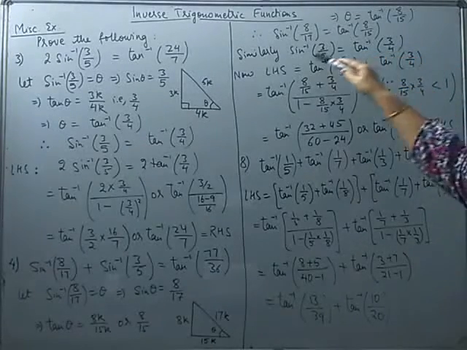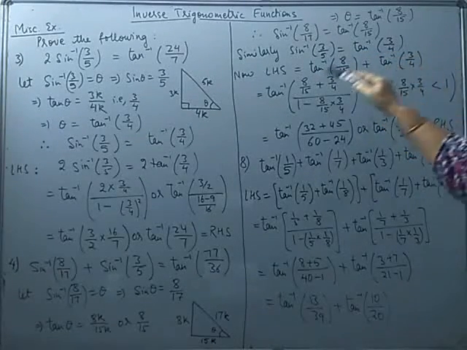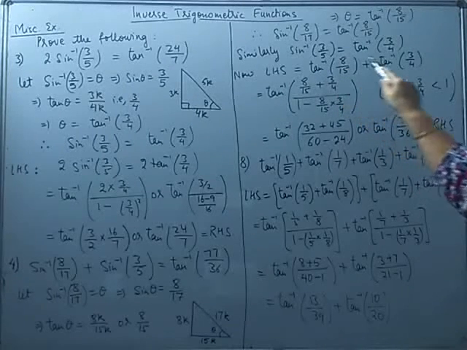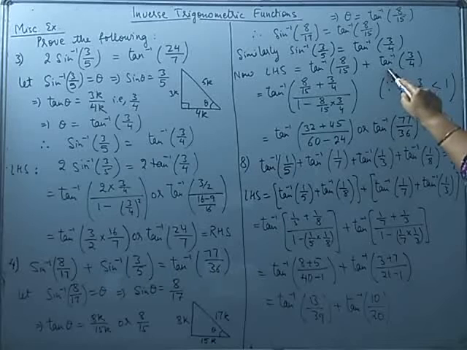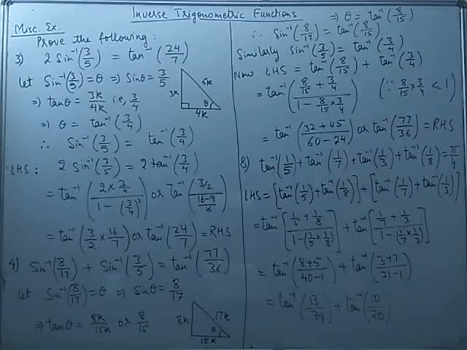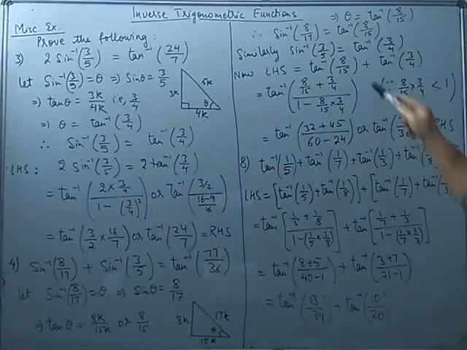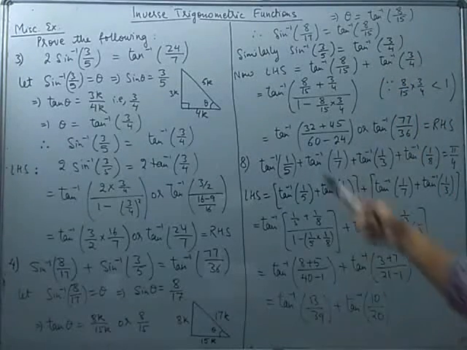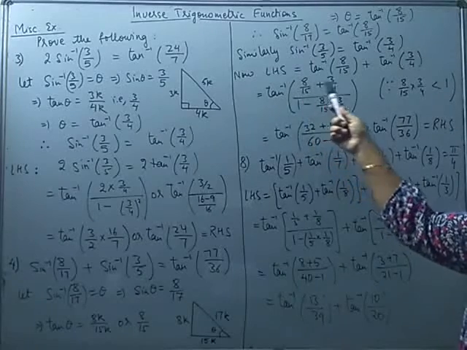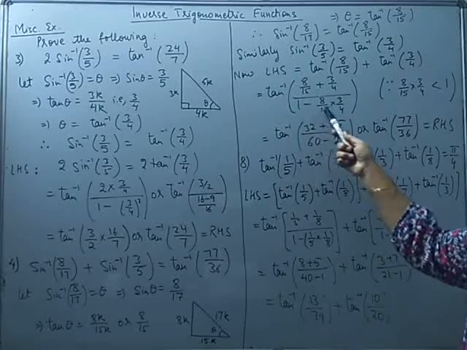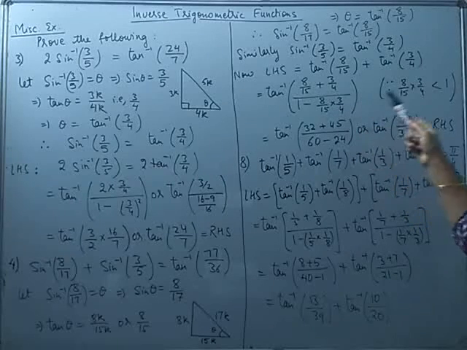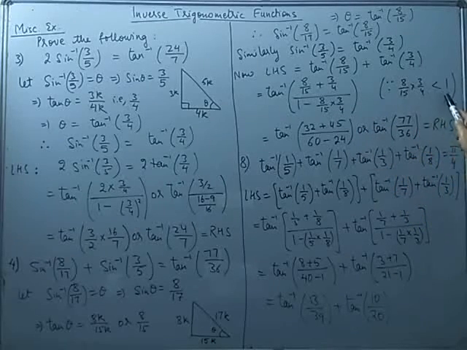Now see, this is what the left hand side has reduced to. In place of sine inverse 8 by 17, you can write tan inverse 8 over 15, and sine inverse 3 over 5 can be written as tan inverse 3 by 4. So it is in the form tan inverse x plus tan inverse y. That will be tan inverse of x plus y over 1 minus x into y. We can apply this because it satisfies the condition that x into y is less than 1.